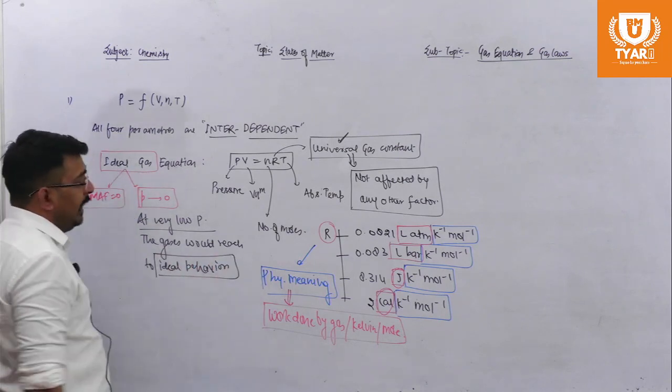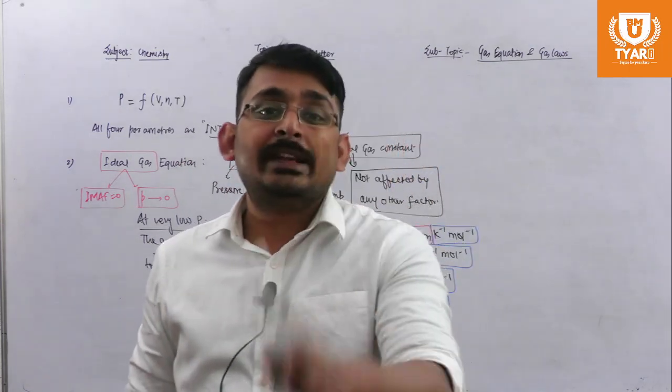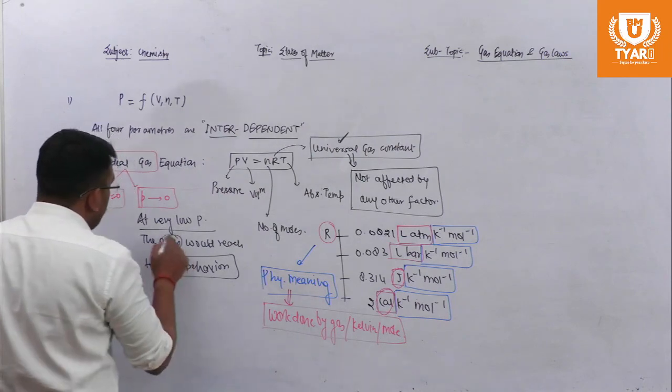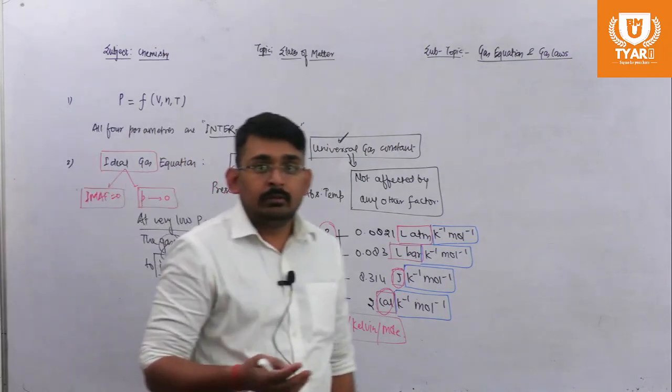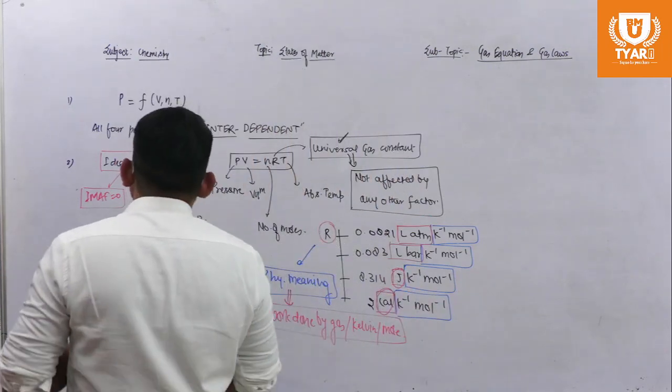Gases would reach ideal behavior. If the pressure is very low, the gases will reach the ideal behavior. And here, what gases am I talking about? These are the real gases with which we are surrounded. We are surrounded with the real gases, right? So this is done.